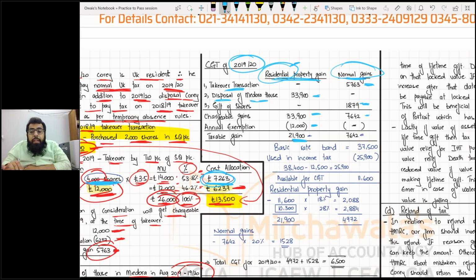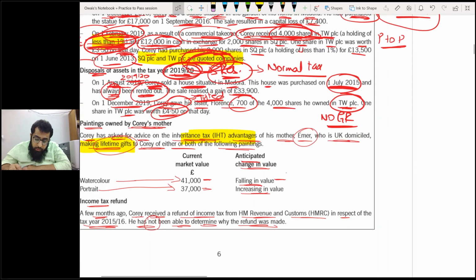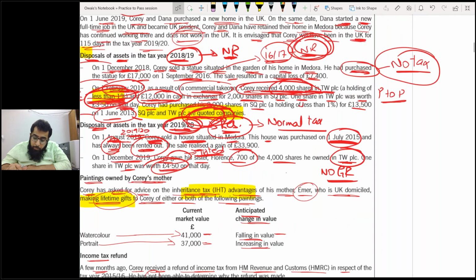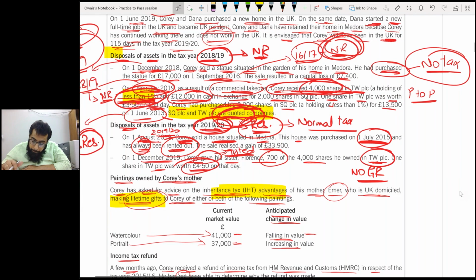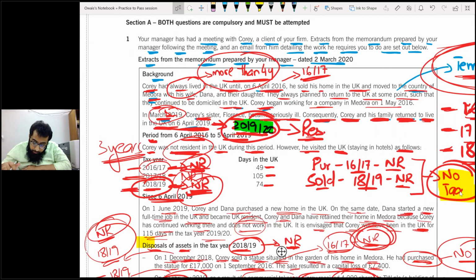So 21,900 and 7,642. Okay, the basic rate band is 37,500, used in income tax. So how did you get this amount used in income tax? It was given in the question. If you go and look at the question, the income was given. What was Corey's income? It must be written somewhere.